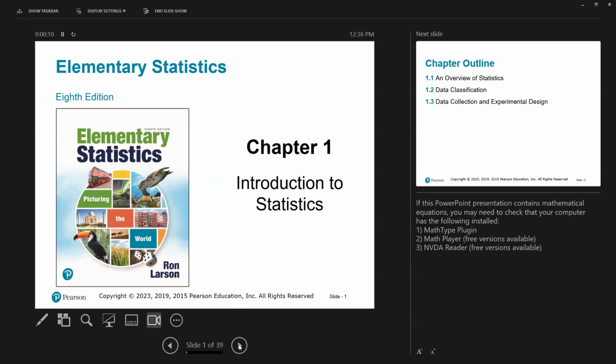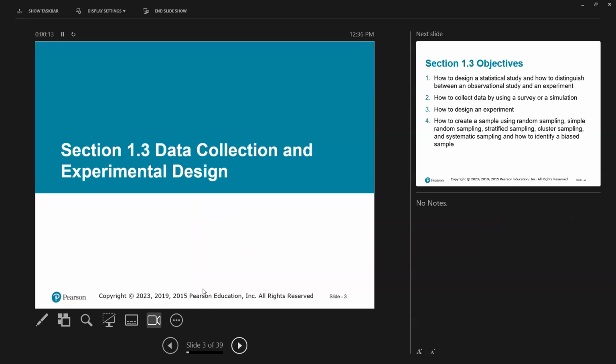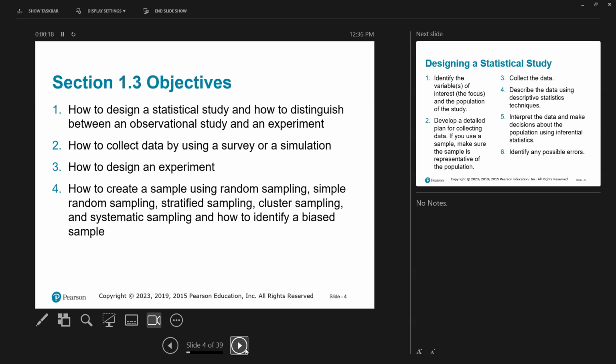So the third lesson on this chapter is called Data Collection and Experimental Design. For this section, we have these four objectives. We want to learn how to design a statistical study and how to distinguish between an observational study and an experiment, how to collect data by using a survey or a simulation, how to design an experiment, and the last one is how to create a sample using random sampling, simple random sampling, stratified sampling, cluster sampling, and systematic sampling, and how to identify a biased sample.